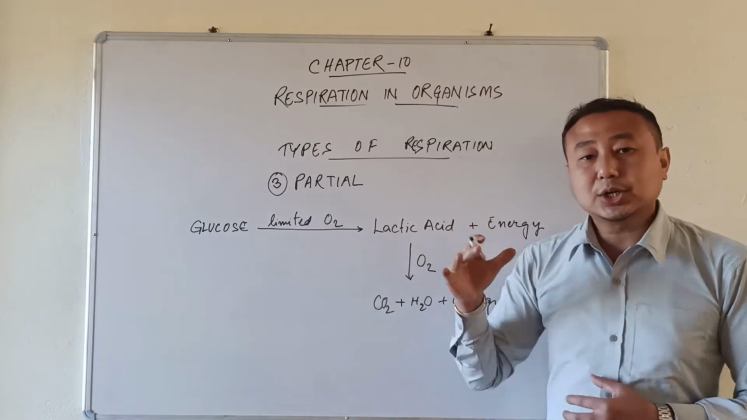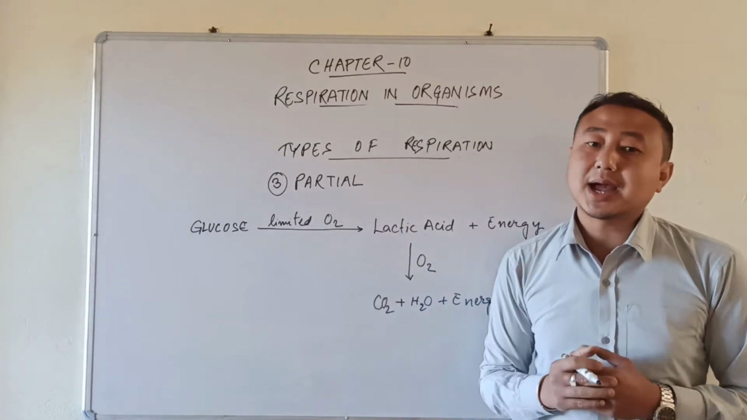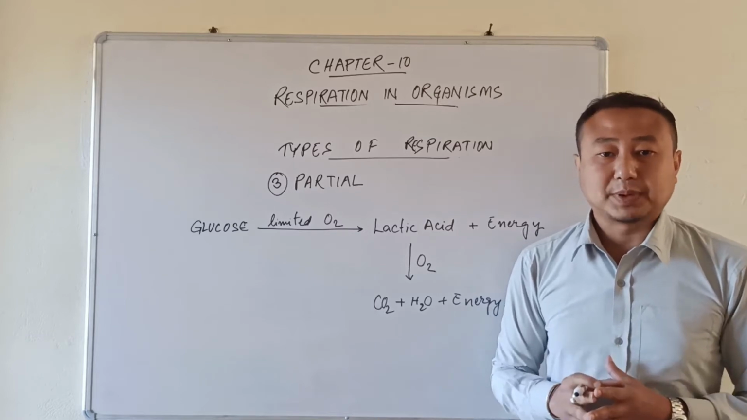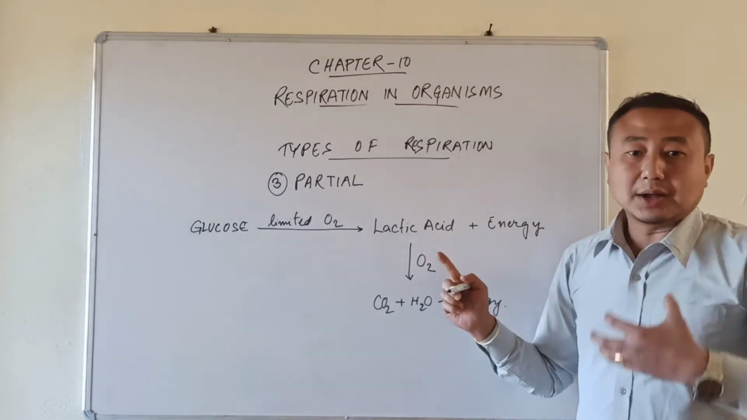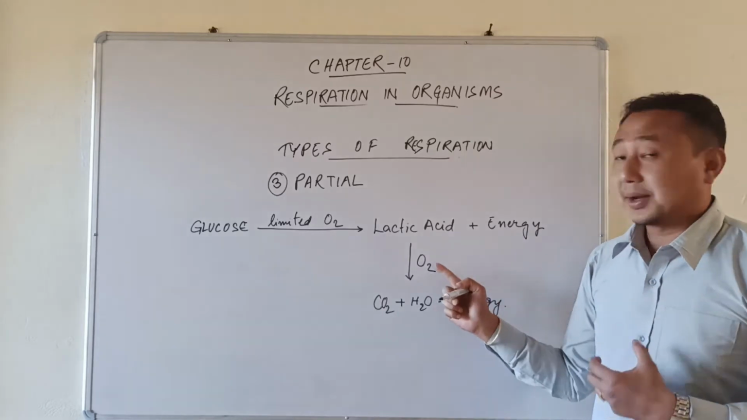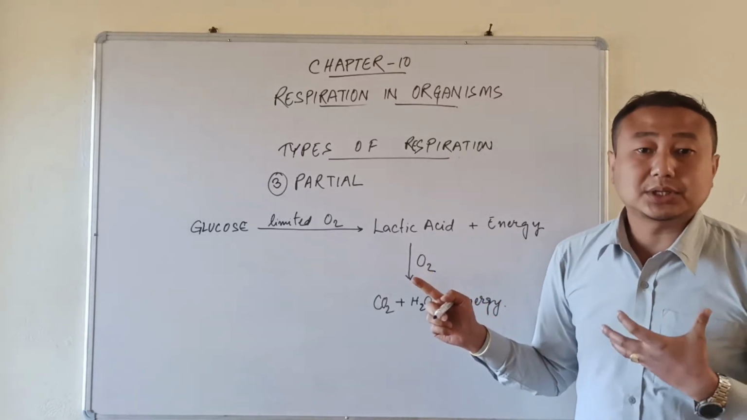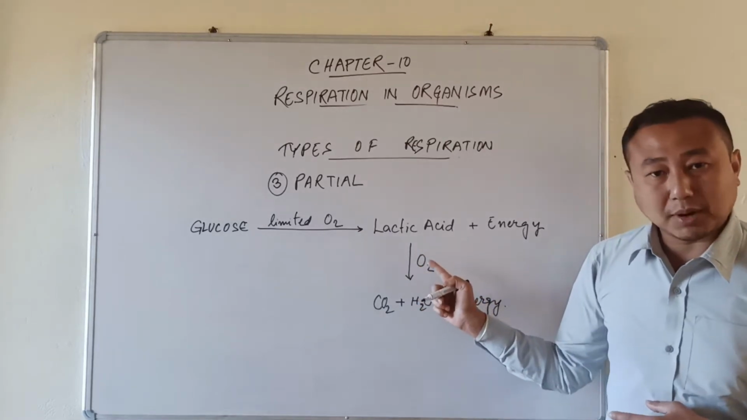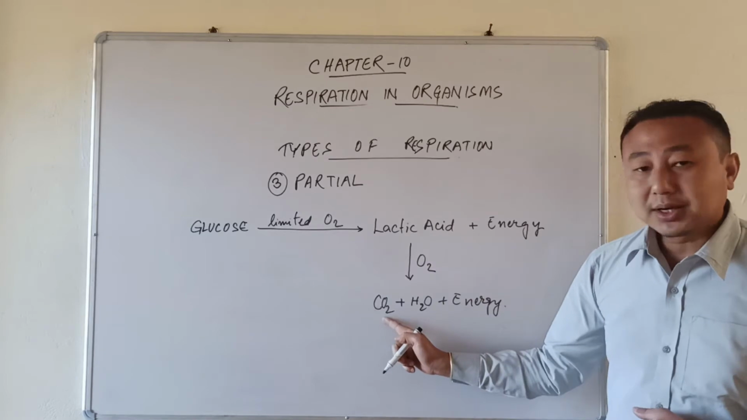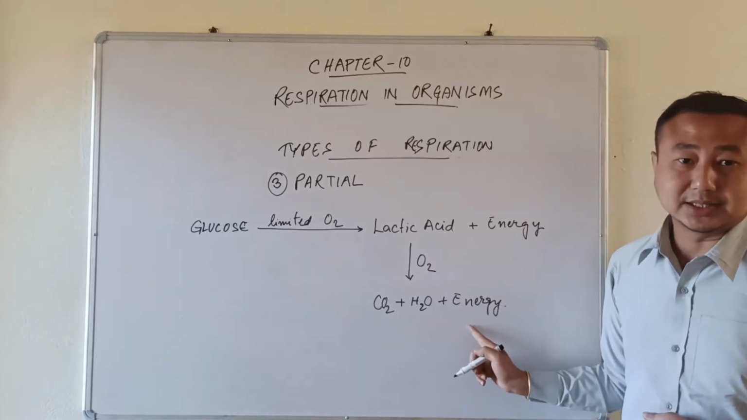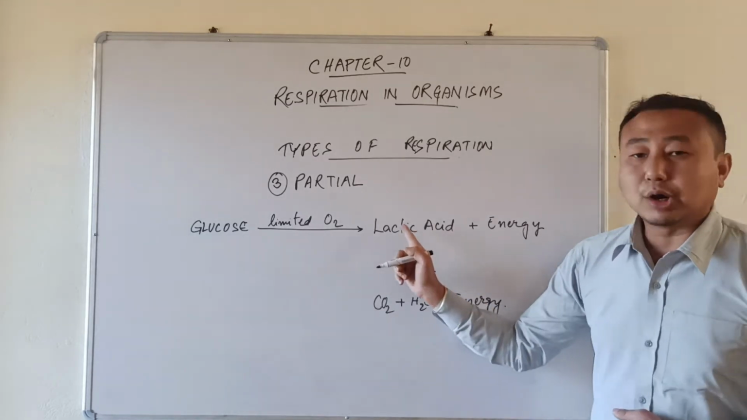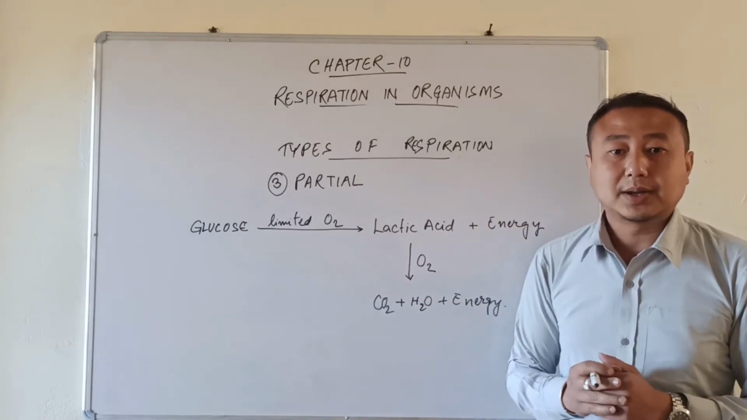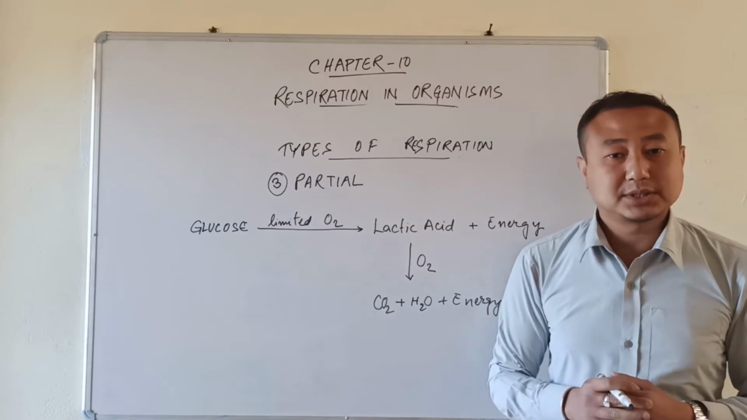The lactic acid gets collected inside the muscle cells, and its presence causes muscle pain. Afterwards, this lactic acid will be broken down when a sufficient amount of oxygen is received by the muscle cells. In the presence of sufficient oxygen, it is broken down to form carbon dioxide, water, and energy again. When the lactic acid present inside the muscle cells is used up, we get relief from the muscle pain.